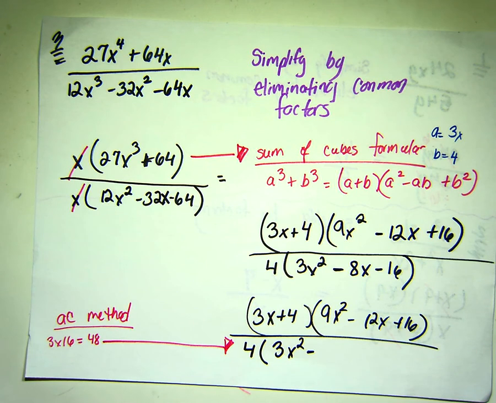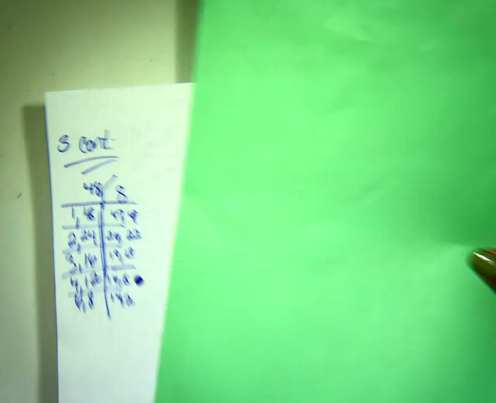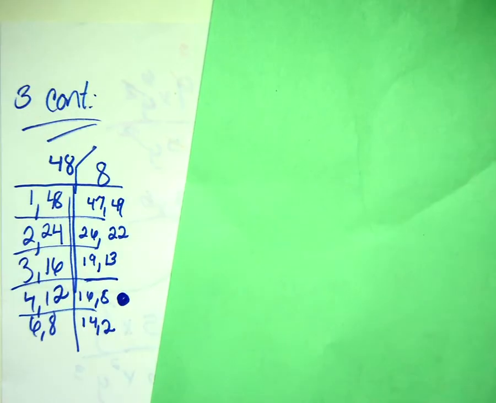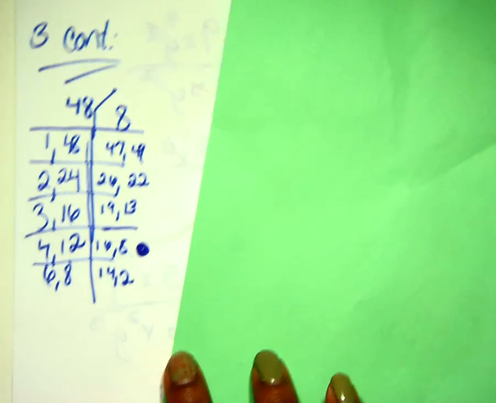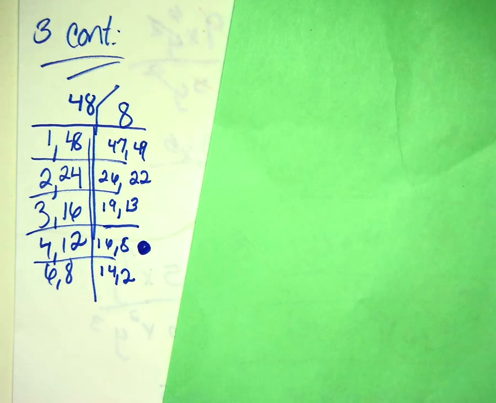Using the AC method, for your denominator only, we have to think about what we can get when we multiply 3 and 16. So let's think about that. Using the AC method, if you multiply 3 and 16, you're going to get 48. But you're looking for a middle term of 8. So let's zoom in for a moment. So I did a rough sketch of this. Yes, it is rough. Yes, it is.